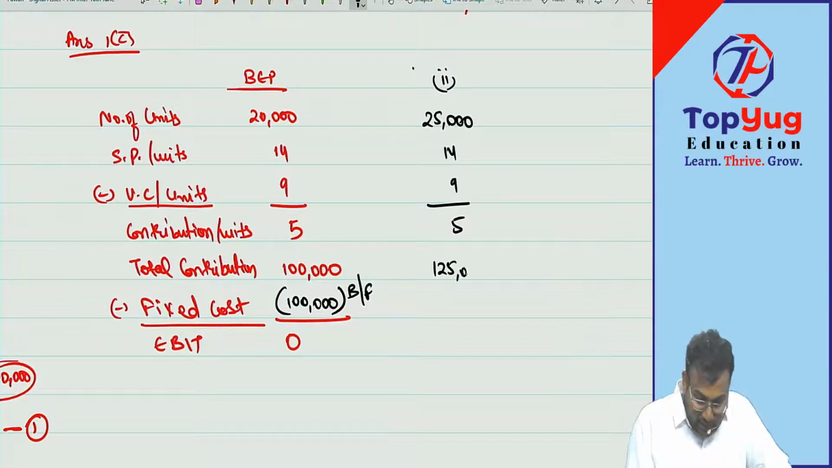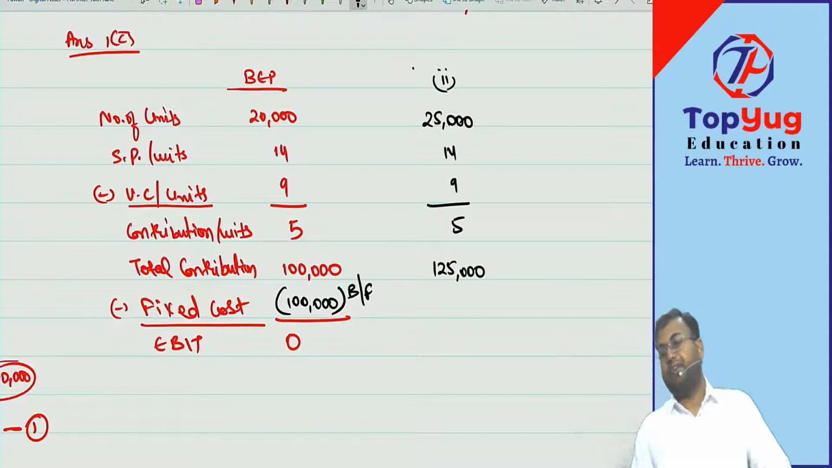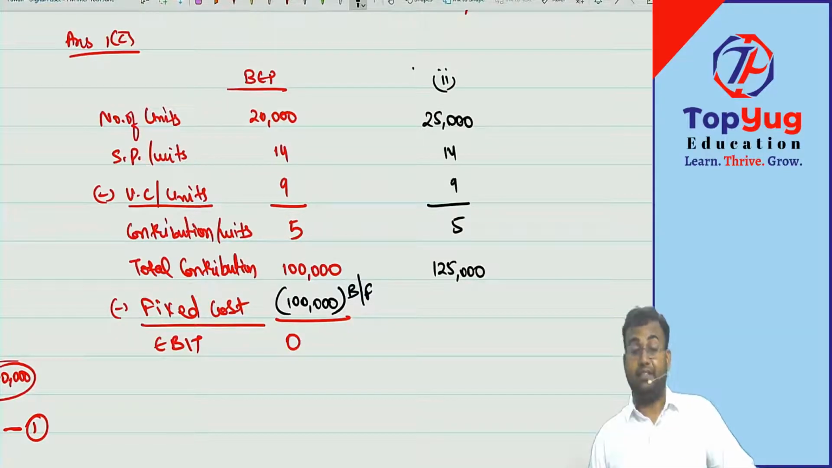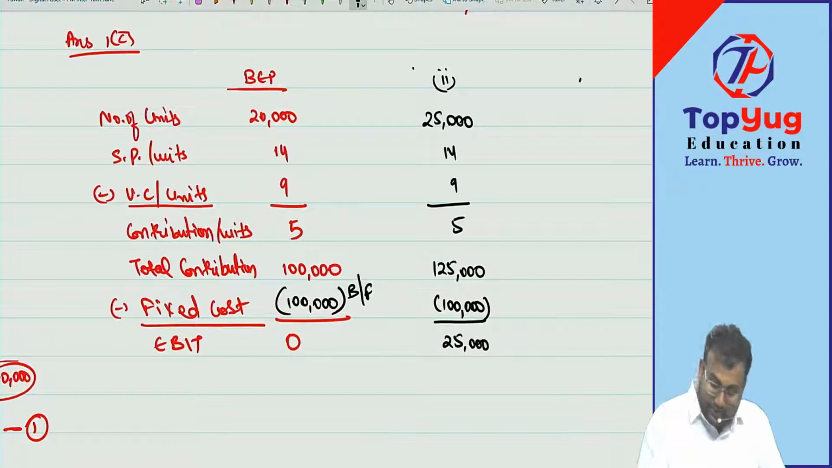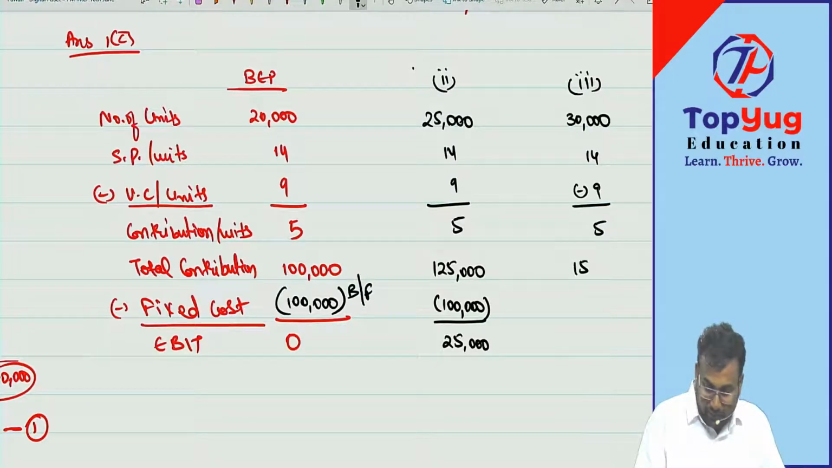1,25,000. Now will my fixed cost also change to 1,25,000? If somebody says yes, then you are weak with your concepts. So fixed cost would remain fixed. So it will be again 1 lakh. My EBIT comes to 25,000. Can I repeat this exercise for one more scenario? What have they given me for 30,000 units? Again the same, 14 minus 9, we have got 5. So it will be 1,50,000. 1,50,000 minus 1 lakh, I will have an EBIT of 50,000.